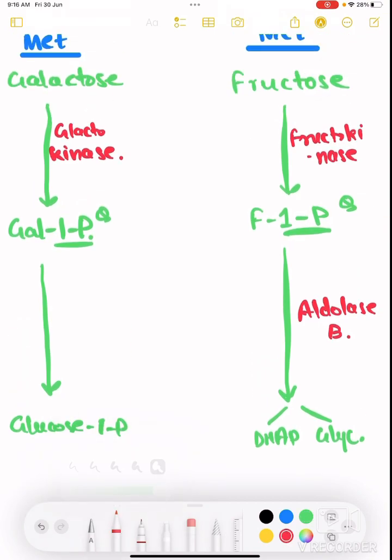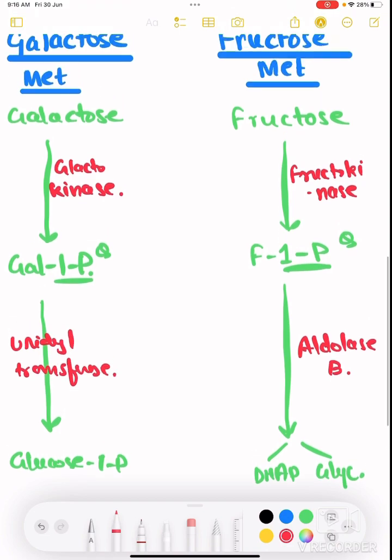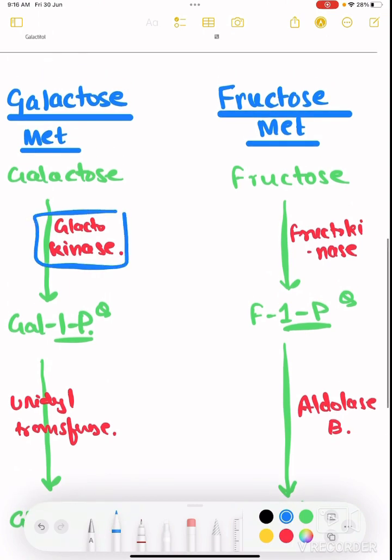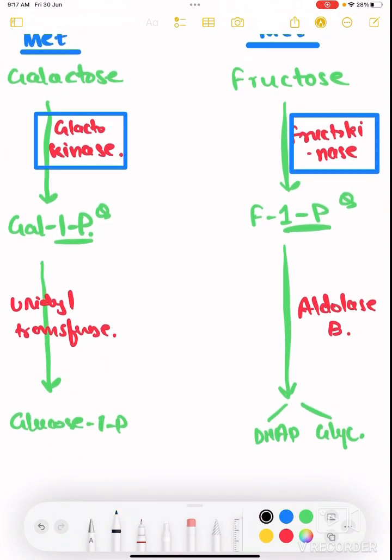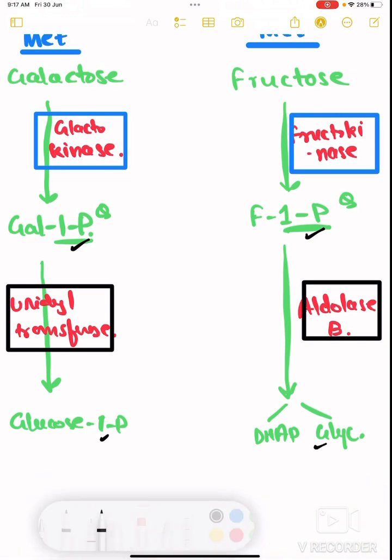through uridyl transferase, the galactose uridyl transferase enzyme, right? So first of all, we have four enzymes. One is galactokinase and fructokinase. These are similar types of enzymes, and the other type is uridyl transferase and aldolase B, which are actually converting 1-phosphate forms to the further forms of these products, right?